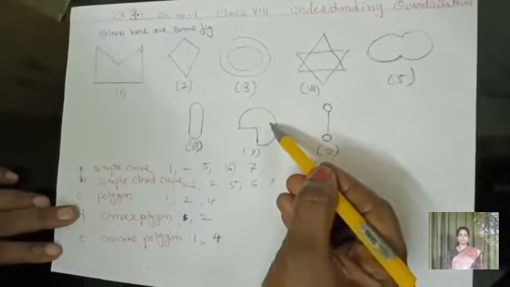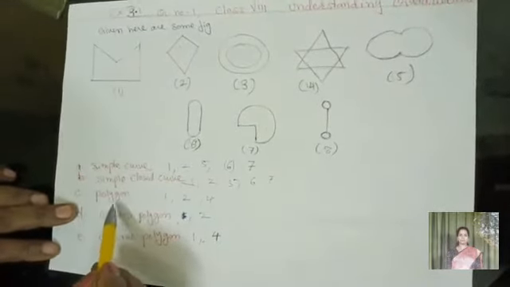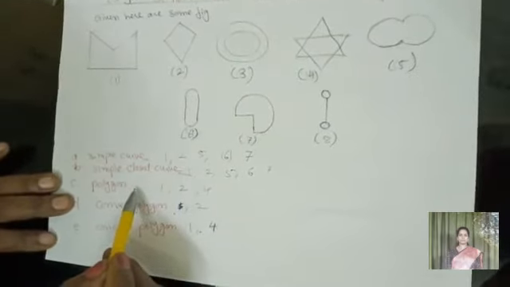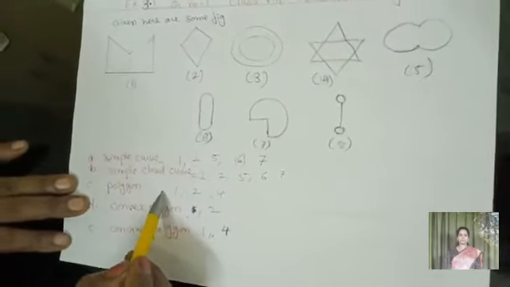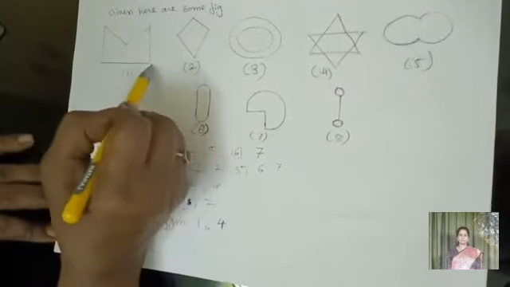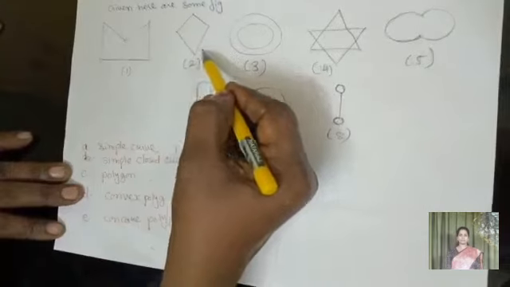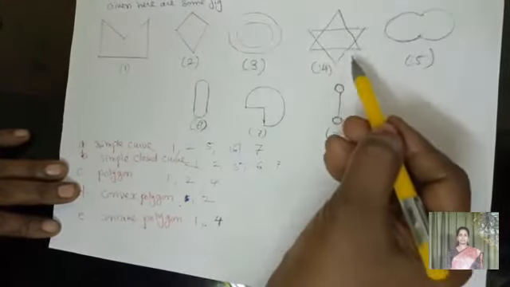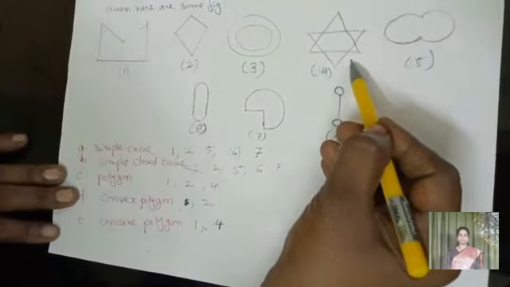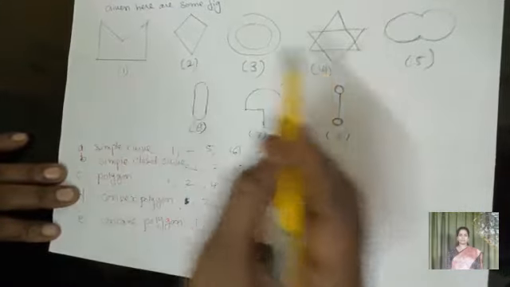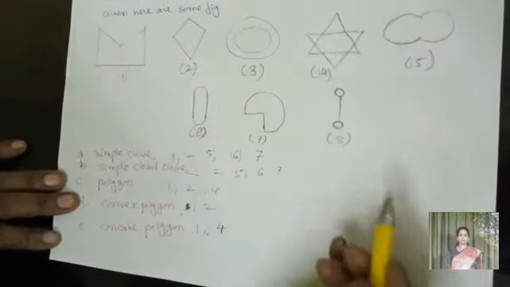Now we'll see what is a polygon. We know polygons are the curves which are drawn with the help of line segments. So first is a curve which is drawn with line segments. Second is also a polygon, and fourth is also a polygon. It is drawn with line segments. So first, second and fourth are the polygons.